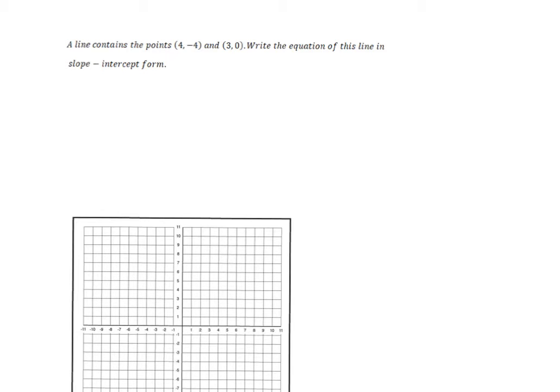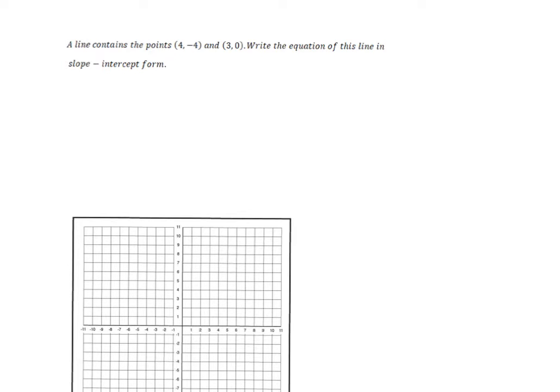All right, so in this video, we're going to learn how to write an equation and how to write and graph an equation using 2 points. So we got this question here. A line contains the point (4, -4) and (3, 0). Write the equation of this line in slope-intercept form.